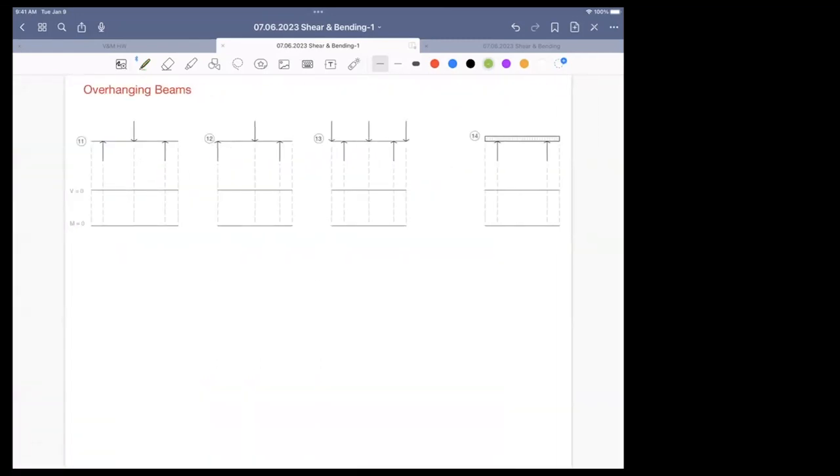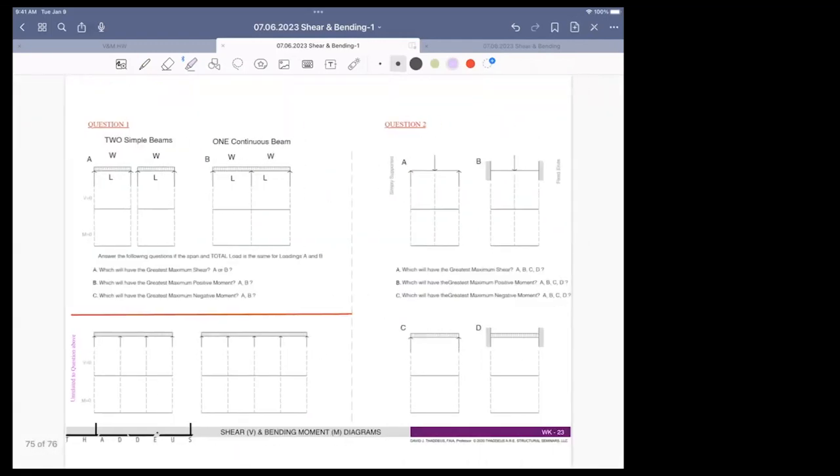In an overhang, it's important to understand that wherever you have an overhang, your moment diagram is going to be negative, but between the supports, it's going to be positive. I don't want the numbers. I just want the qualitative. It's going to be negative here. It's going to be positive here. So that's it. So that was a quick run through.